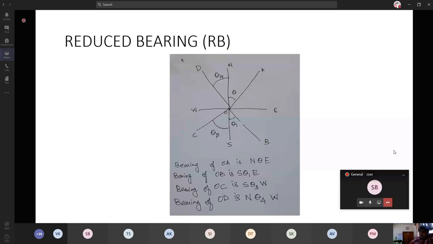So what will be the difference? Suppose I measure the bearing of line OB as 120 degrees. What will be the bearing of line BO?